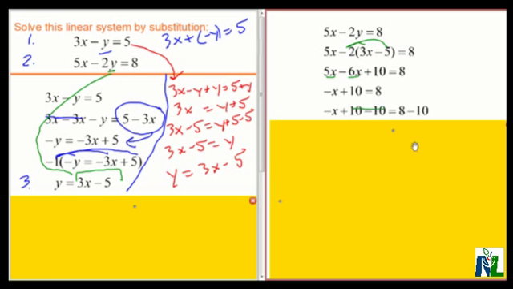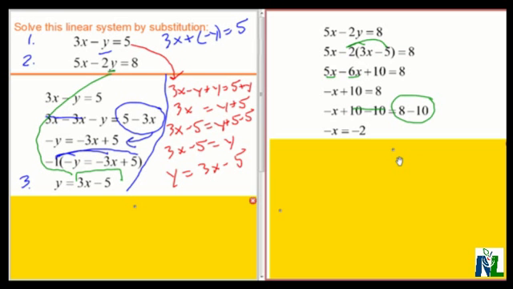10 minus 10 is 0. So on the left-hand side, I'll have negative x plus 0, which is negative x. And on the right-hand side, 8 minus 10 is negative 2. So I have negative x equals negative 2. Now I want to get x by itself on the left. Negative x means negative 1x.